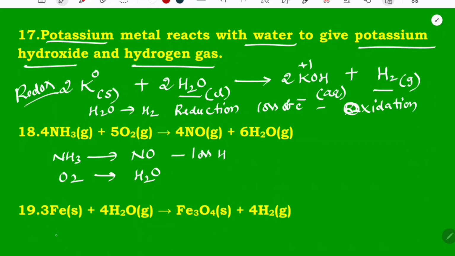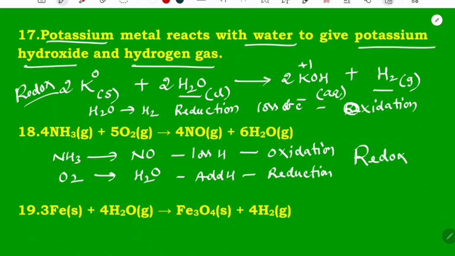Loss of hydrogen is what we call oxidation. Addition of hydrogen means reduction. So this reaction is what type of reaction? A redox reaction. Clear? So next.